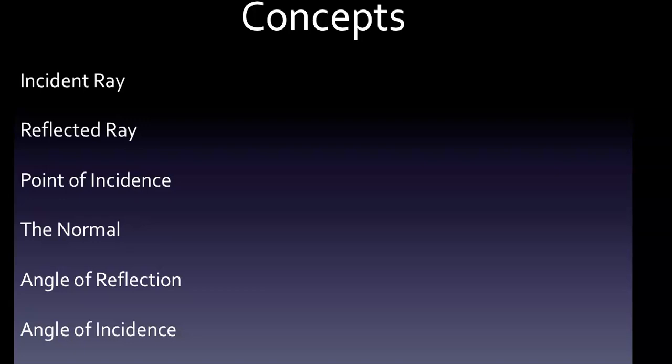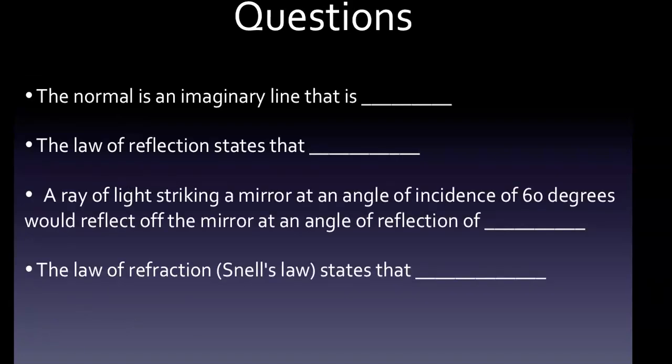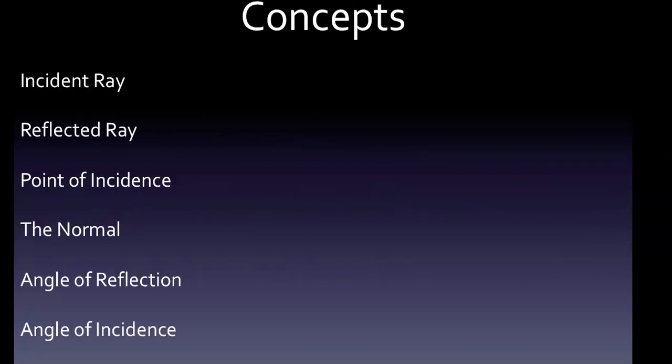Okay, and so again, that kind of goes back to one of our questions. The normal is an imaginary line that is drawn perpendicular to the point of incidence. Okay, so that's important. That's a very important one to know. An angle of reflection measures the position of the reflected ray in relation to the normal.